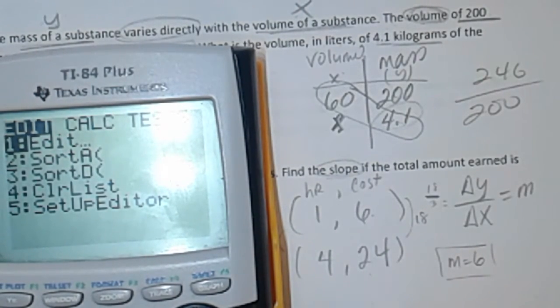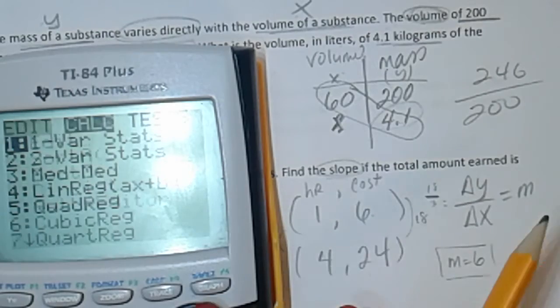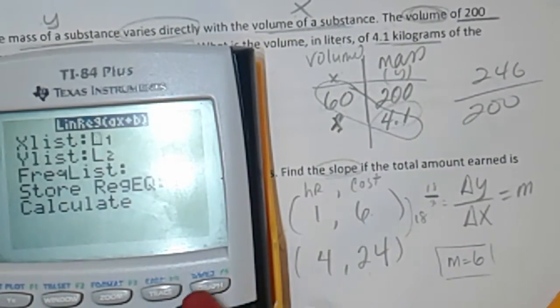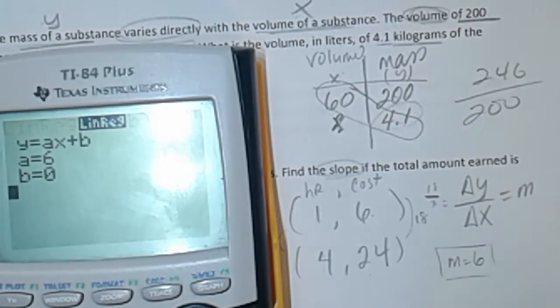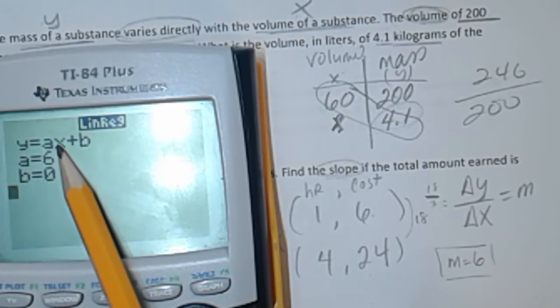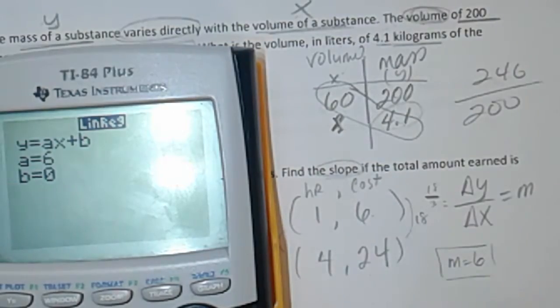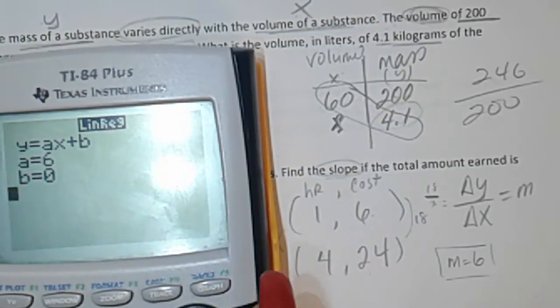So then after you've typed in your points, you press stat, go over to calc, go down to 4. Enter, enter, enter, make sure that says list 1 and list 2. And there it is. Your slope sits next to x. A is 6, so we did it right. Way to go, team. Woohoo!